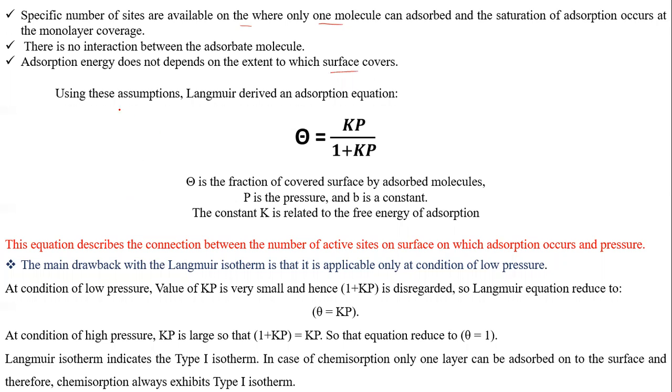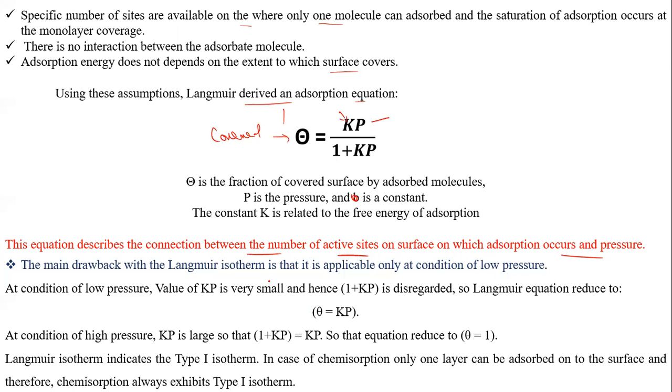Based on these assumptions, Langmuir derived an equation in which phi is equal to Kp upon 1 plus Kp. Here phi is the fraction of the surface area covered, that is, how much surface area is covered by your adsorbate gas molecules. P is the pressure, and K is a constant related to the free energy of adsorption. By using this equation, we can easily calculate how much surface area is covered by the adsorbate molecules. This equation describes the connection between how many active sites we have on the surface and how many adsorption sites are covered by the adsorbate gas molecules at a particular pressure.